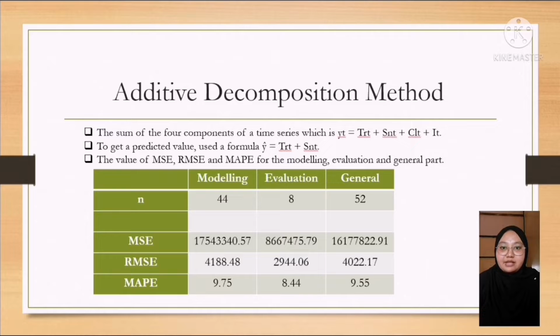After that, we get the value of MSE is 16177822.91. For RMSE, we get 4022.17, and for MAPE is 9.55. Therefore, if you want to compare the two models, the additive decomposition method is better since it has less error than the multiplicative decomposition method. But we need to compare with the other models to get the best fit model.